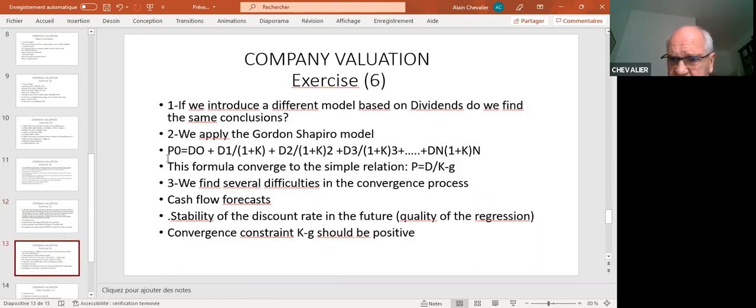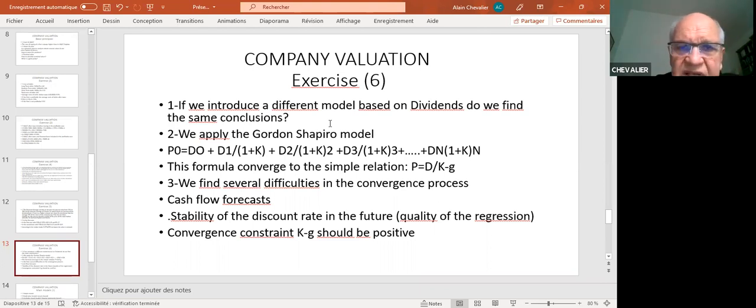Now what I introduce here is something which is different, but which is introduced by the preceding slide, which is models based on dividends. Do we find the same conclusion? No, I just explained that. And what is in fact point 2 here? What is the Gordon-Shapiro model?